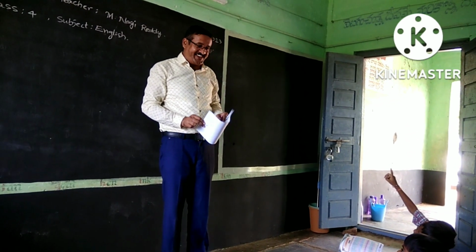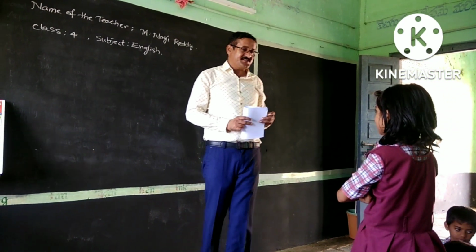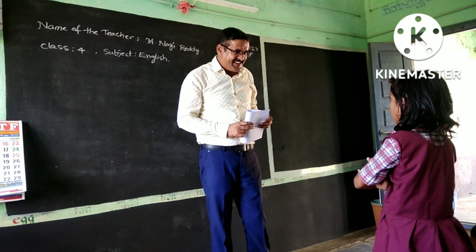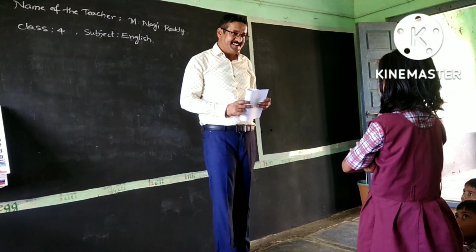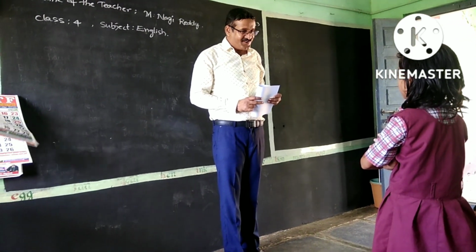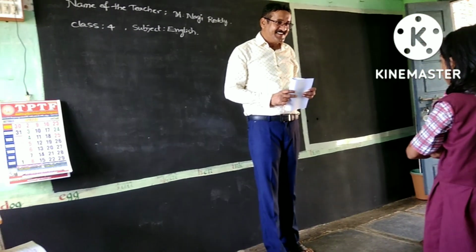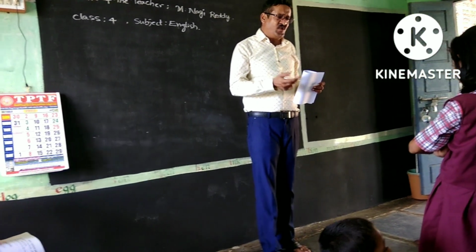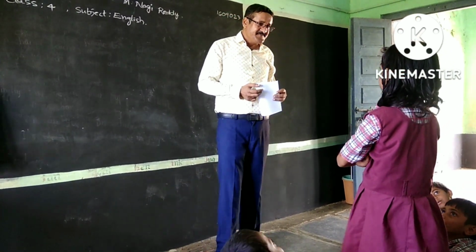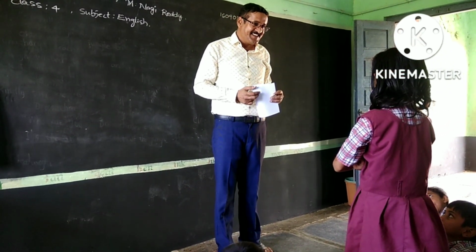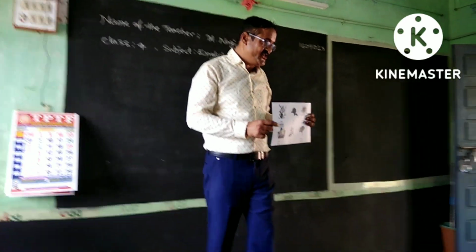Aishwarya, tell me a flower name. Rose. Lily. Marigold. Very good. Tell me in your own language also. Lotus. I'll show you.